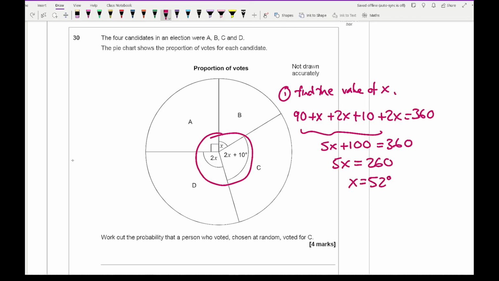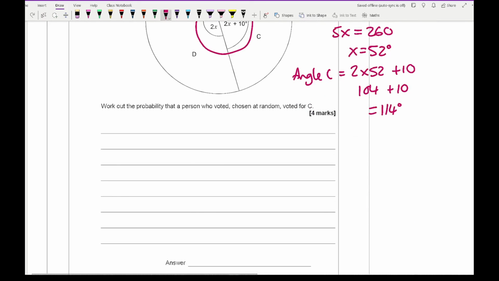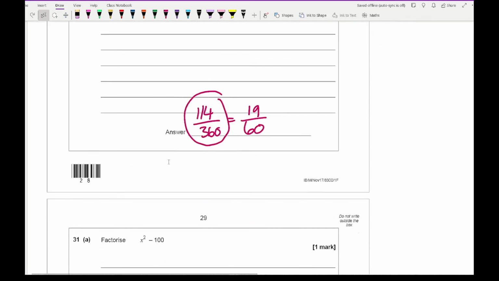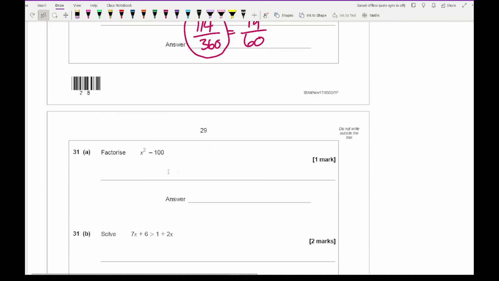So from this, angle C is going to be 2 lots of 52 plus 10. 2 times 52 is 104, so 104 plus 10 is 114 degrees. Now to work out the probability, if angle C is 114, the total circle is 360. So all I need to do is simplify 114 over 360, which simplifies to 19 over 60. Now, if I didn't simplify, would I still get full marks? I would say yes, because the question doesn't specify whether to simplify your final answer.